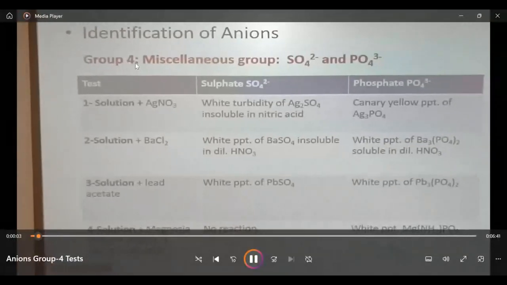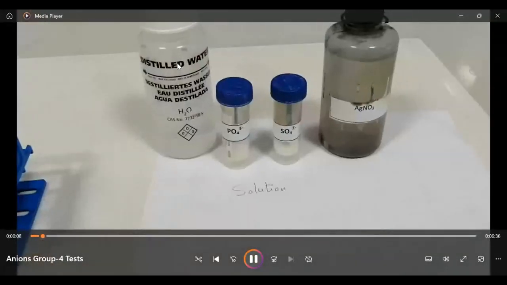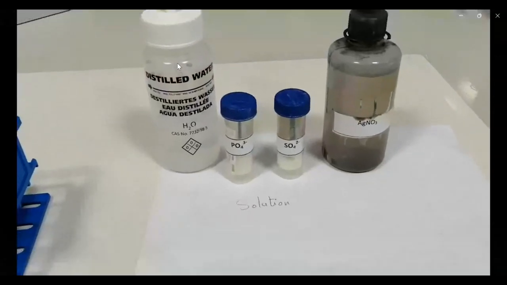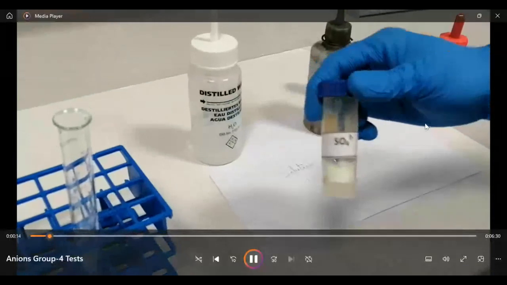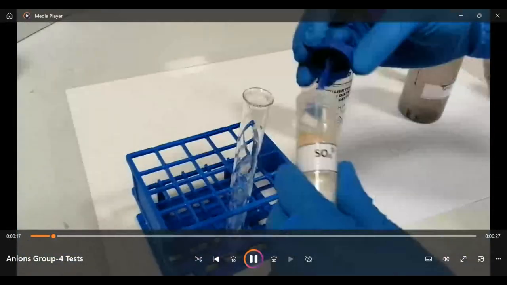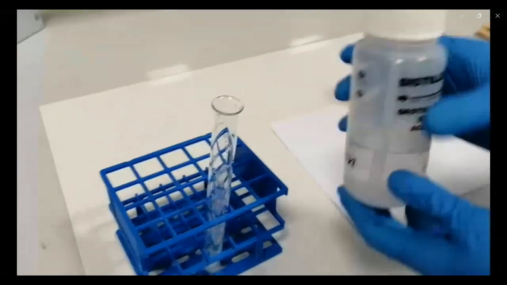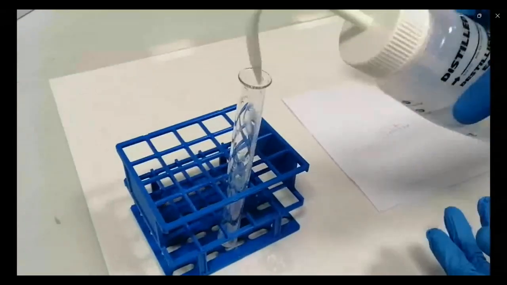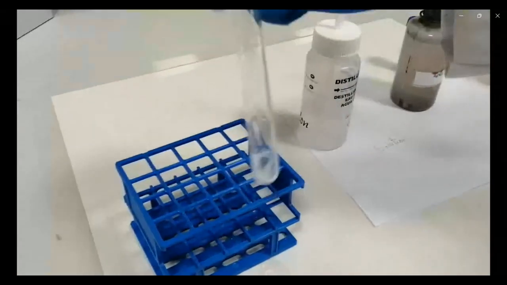Forget about this number. It should be 3, miscellaneous group, without group reagent. We are going to test two anions, sulfate and phosphate, and all tests are done in a solution. So you have to prepare a solution first: a few crystals and a few milliliters of water, and just mix them very well.